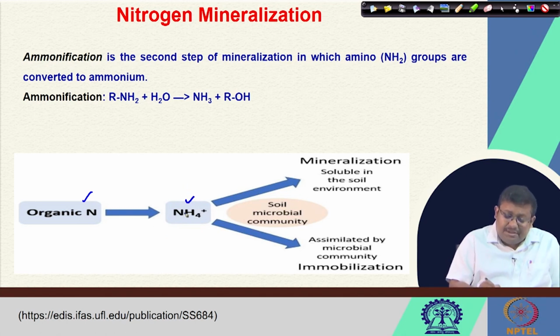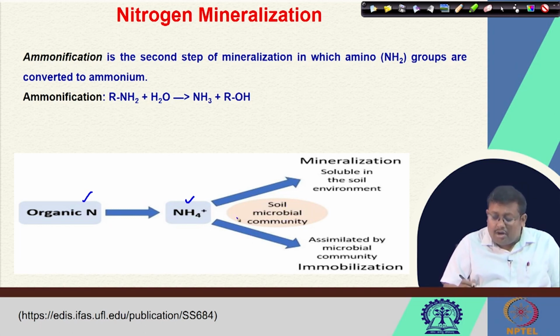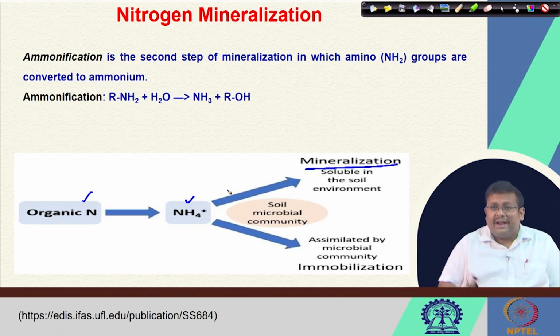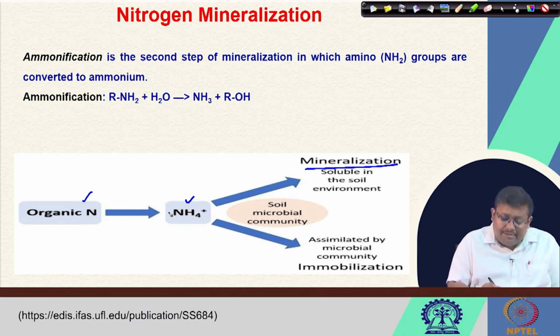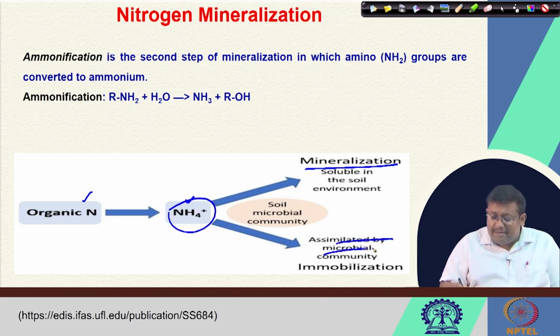So, this is the second step. The first step is aminization and then ammonification, and this ammonium ion is basically utilized by other microorganisms to get mineralized. So, ultimately this ammonium ion gets converted into nitrate, which we are going to discuss, and also some amount of this ammonium ion gets assimilated by the microbial community through the process of immobilization.